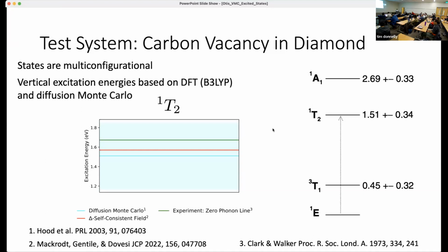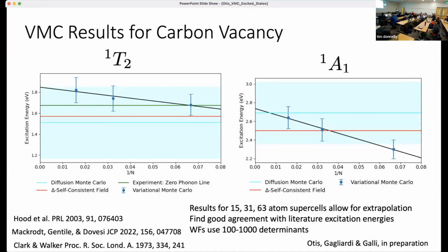But the encouraging initial tests with all of the VMC machinery that I've worked with is that, for the supercells I'm able to do, I can get within the range of excitation energy predictions established from the literature. And that can be done with relatively modest wave function expansions, like a few hundred up to maybe about 1,000 determinants in some cases.